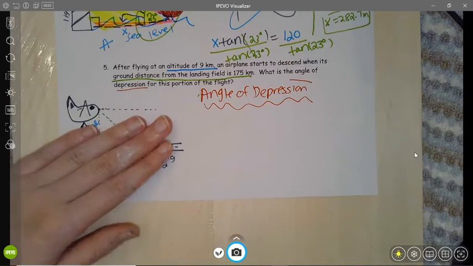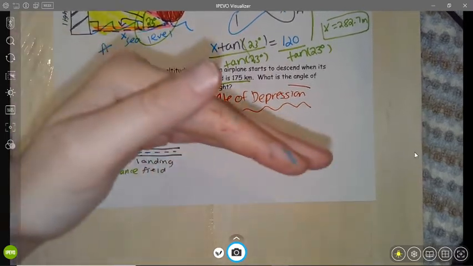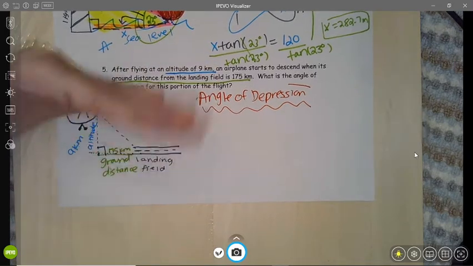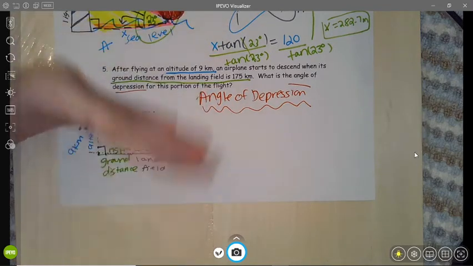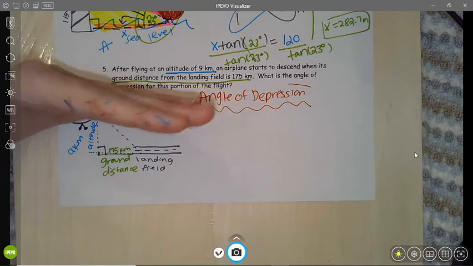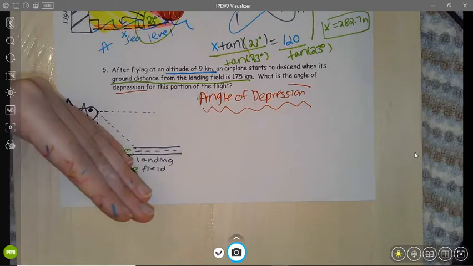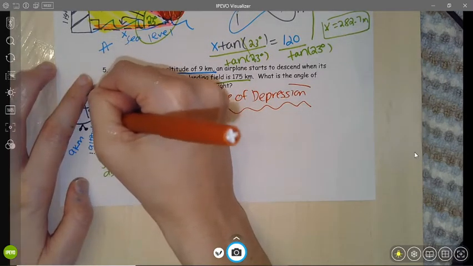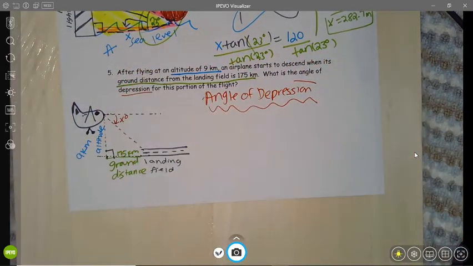So this horizontal line here represents the line that the plane is traveling when it's traveling through the air. And when the plane starts to descend, or when it starts to land, it goes from being horizontal and then headed downward. So it's creating an angle of depression because it's created by a horizontal line and a line that is below the horizontal line. So this right here is our angle of depression, and that is what we're solving for. So that is x.